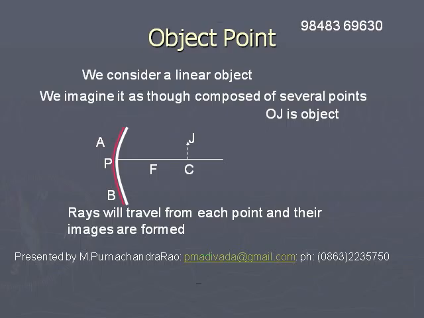Generally, we consider the topmost point of the linear object, and from this point we draw two rays. We select two rays and use these two rays for forming the image. The image formed is the image of the point object, which is the tip of the linear object.